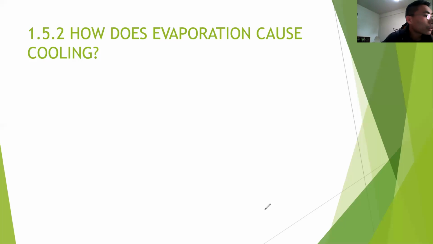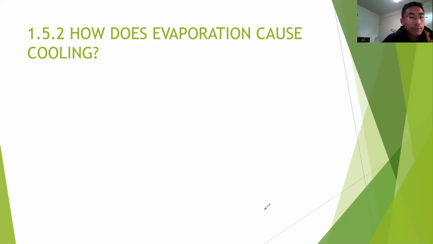Now, why should we wear cotton clothes in summer? Cotton clothes are good absorbents of sweat, right? So when we sweat, they absorb the sweat and expose it so that evaporation becomes easier. When evaporation takes place, heat is absorbed both from our body and the surroundings. So when it evaporates, some heat is also absorbed from our body in the form of latent heat, which gives us the cooling effect.